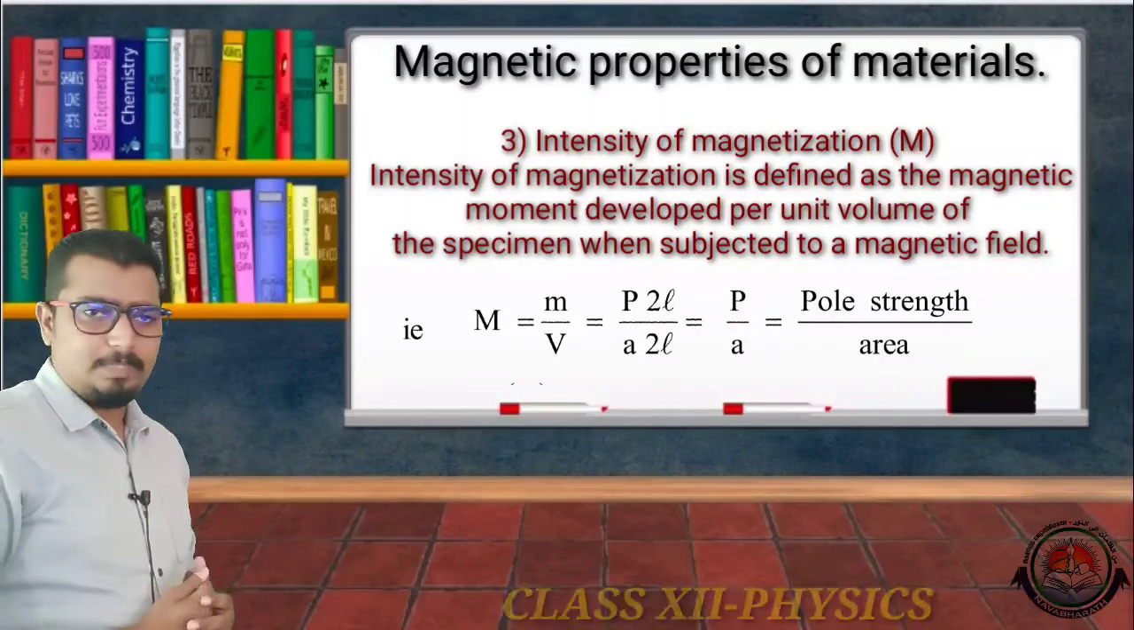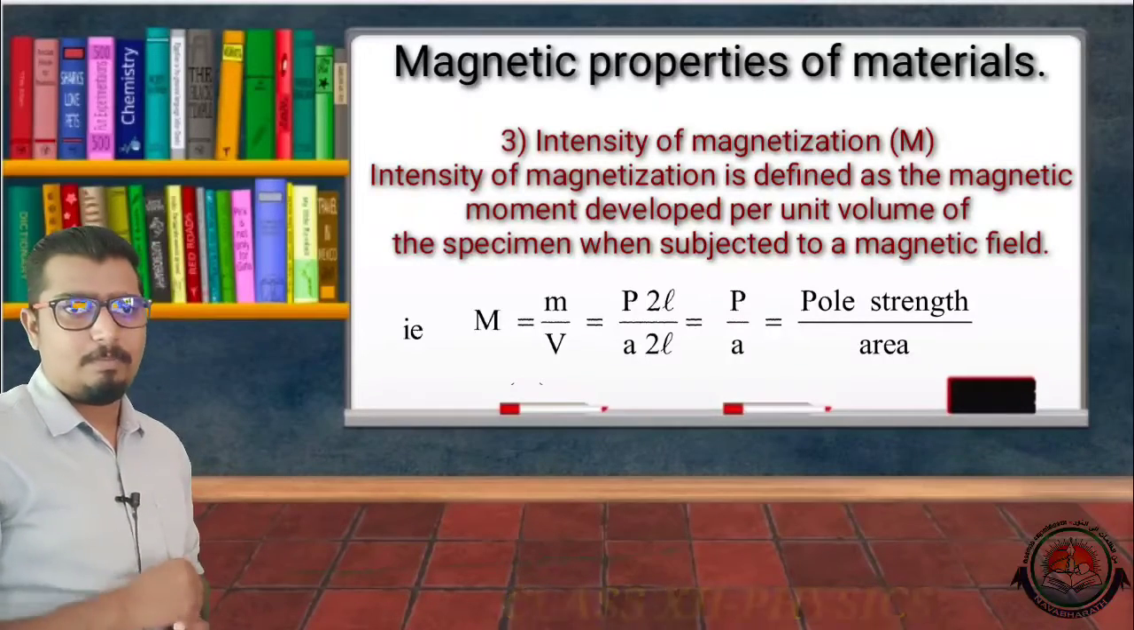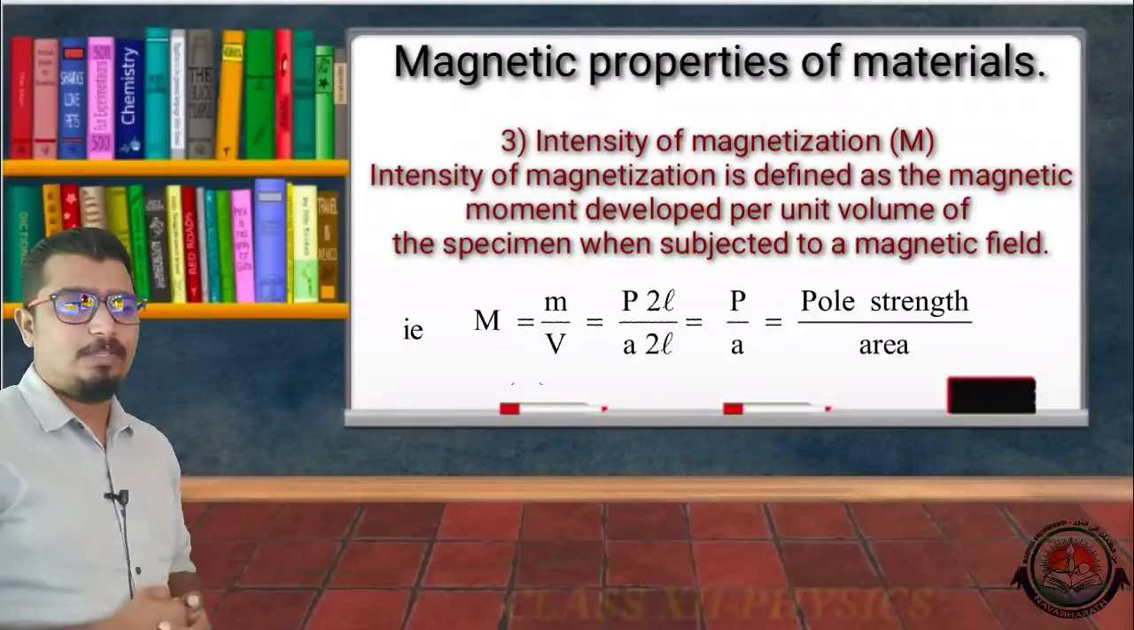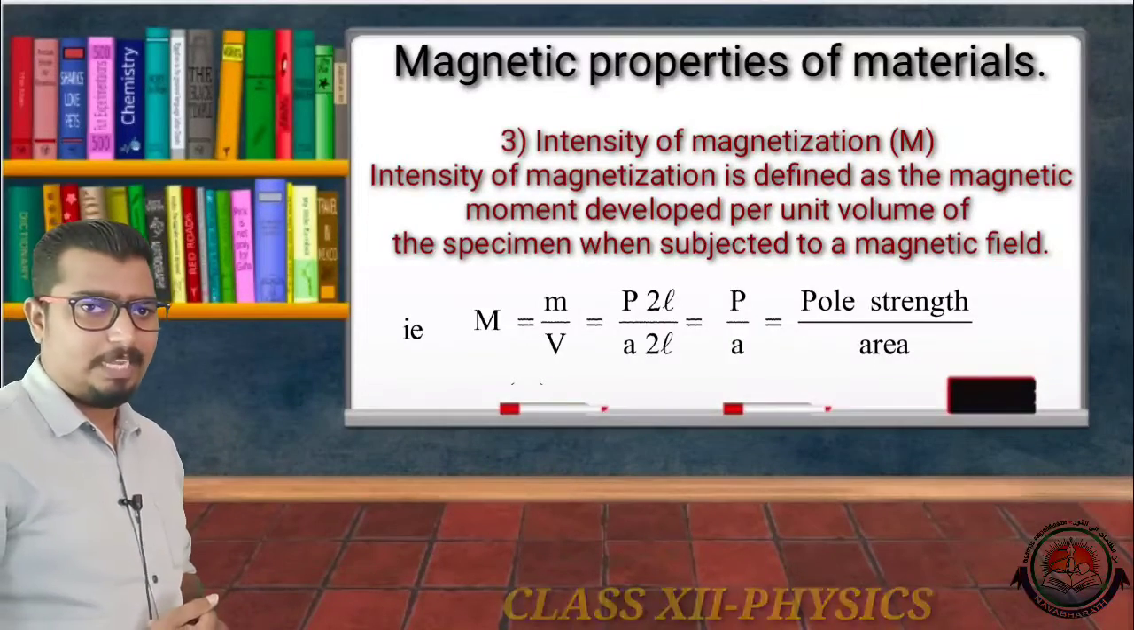Here small m is the magnetic moment, or magnetic dipole moment, divided by V, where V is the volume.